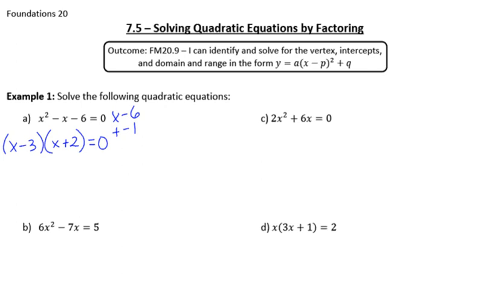Now, if it equals 0, this first term needs to equal 0, and or the second term needs to be 0. So if x minus 3 equals 0, then x must equal 3 in that bracket. If x plus 2 equals 0, then x must equal negative 2 to make that bracket 0. Those are our two solutions. X equals 3 and x equals negative 2.